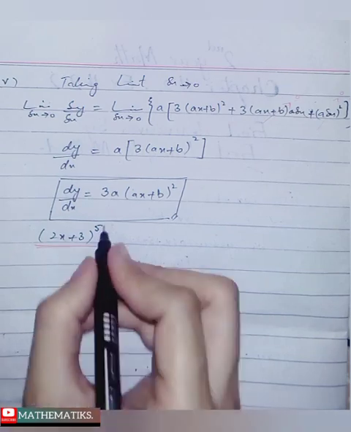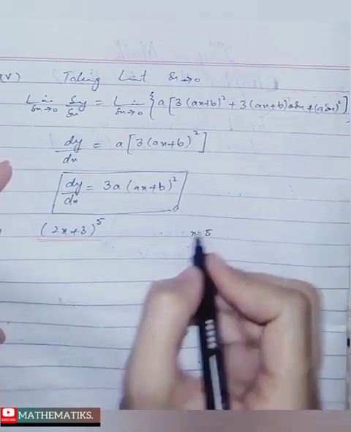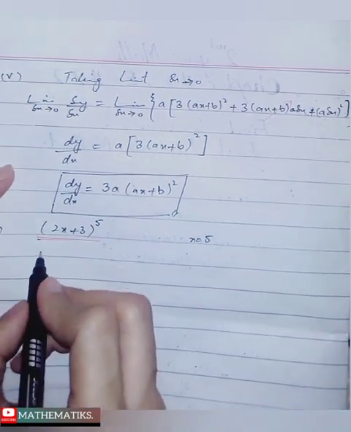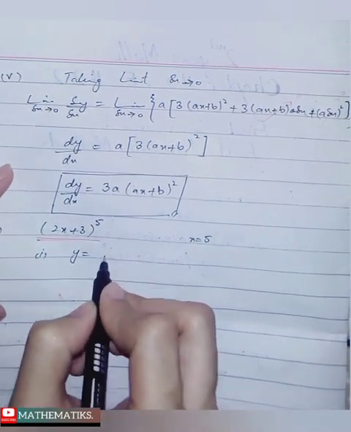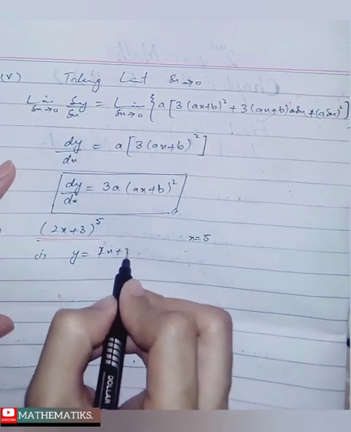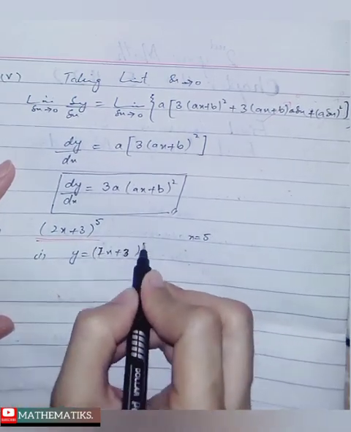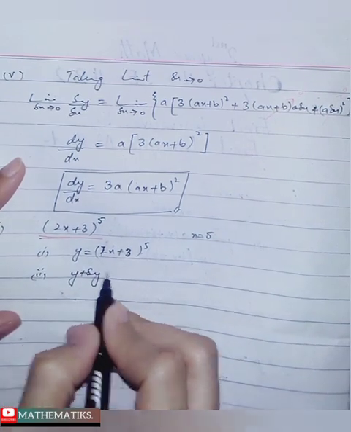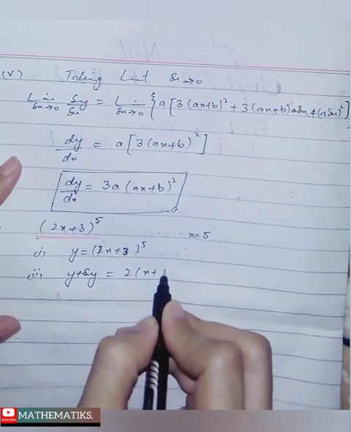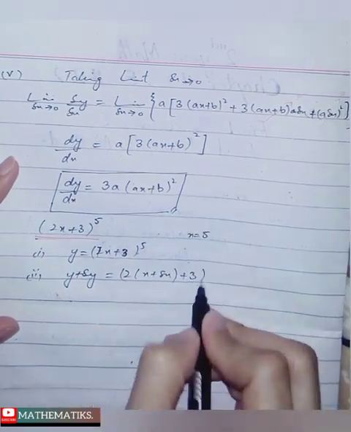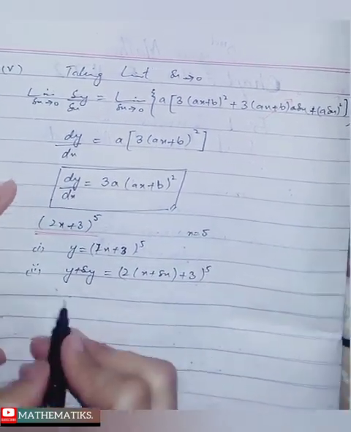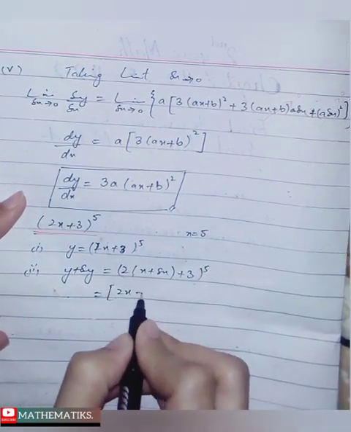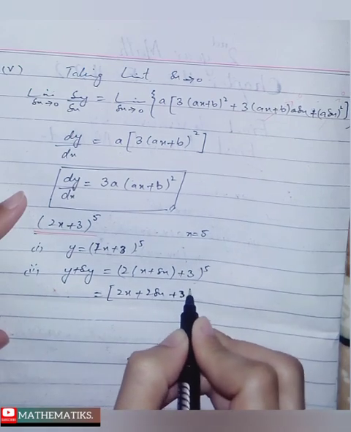This is our question. Here the power means n is equal to 5, right? First of all, we are going to apply all steps, following our steps for the definition. Step one: we let y equal (2x plus 3) whole power 5. Then step two: y plus partial y is equal to (2 into (x plus partial x) plus 3) whole power 5. Now we simplify this by multiplying 2 inside: (2x plus 2 partial x plus 3) whole power 5.